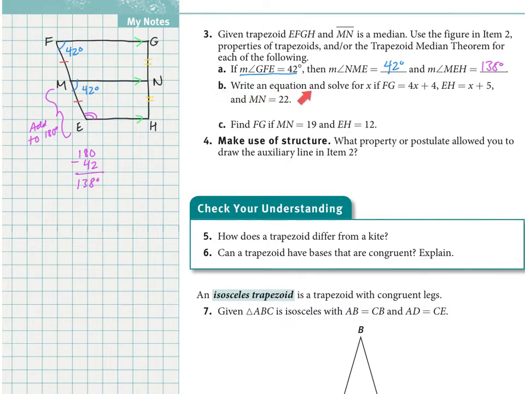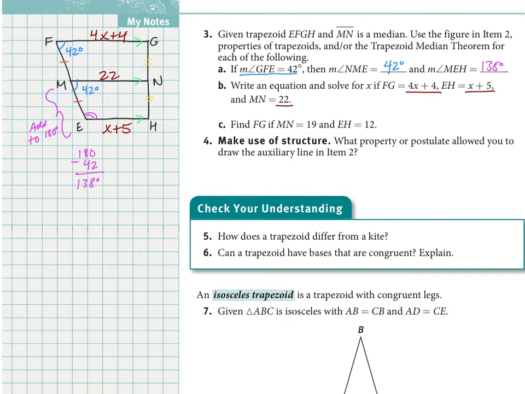It says write an equation and solve for x, if FG is 4x plus 4, EH is x plus 5, and MN is 22. So what I want to do is label those pieces on this diagram. Let's start with 4x plus 4. That's the side length of FG. Then we have EH as x plus 5. And then last but not least, we have MN as 22.